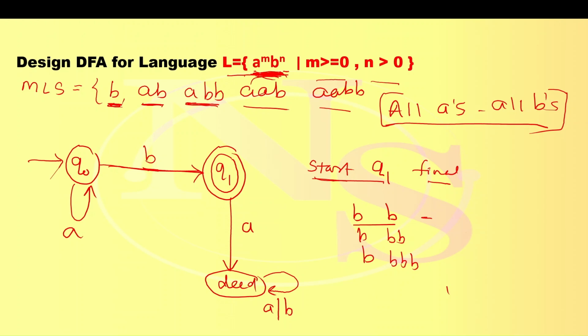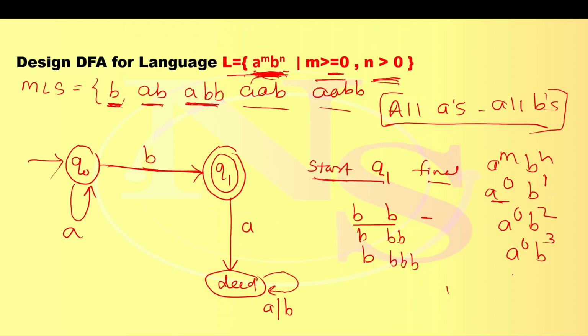As per our condition, A raised to M, B raised to N, where M is greater than or equal to 0. If I write here A raised to M, B raised to N, M's starting value is what? 0. So A raised to 0. N value should be greater than 0. Means what? N value should be 1. Or I can say N value should be 2. Or I can say N value should be 3.